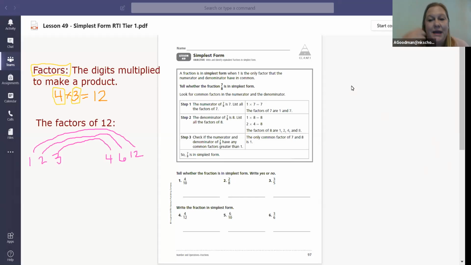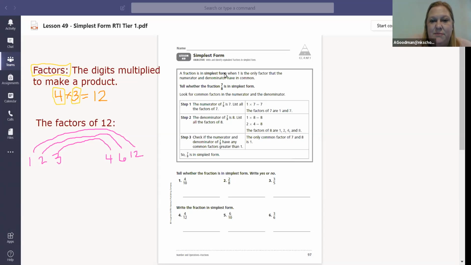30/40ths is hard to picture if you're thinking about 40 parts and what 30 of them would look like. But when you narrow it down to 3/4, oh, I can picture what 3/4 of something looks like. So always getting a fraction down to the simplest form is the best way to put your final answer or to understand what the fraction looks like. So let's look at the directions.